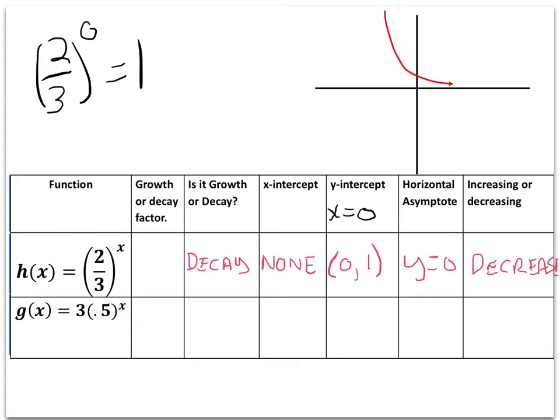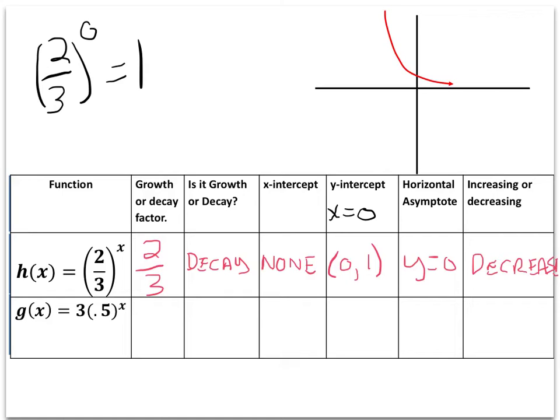And then the last one we've got to answer here is the growth or decay factor. And that's always whatever this base is right here. In this case, it's 2/3. So my decay factor in this case would be 2/3. If you wanted to write that as a decimal, you could. I would take either answer.